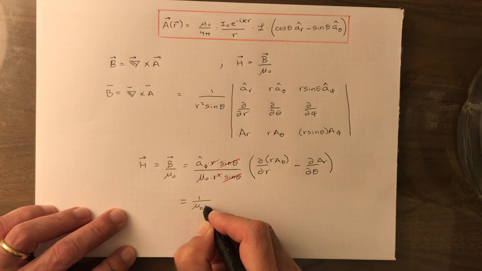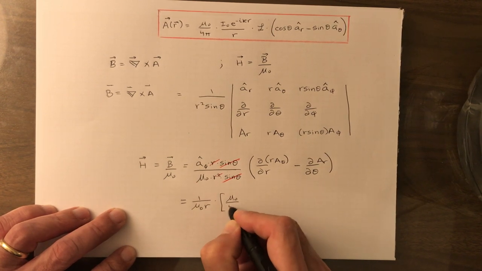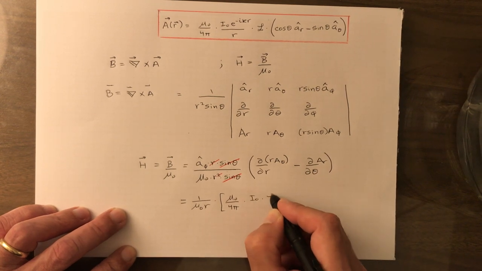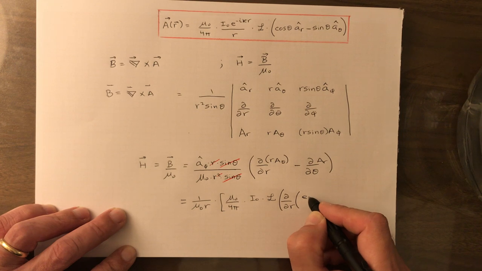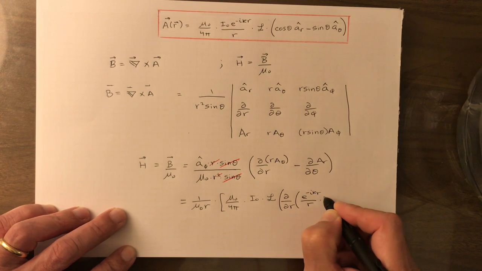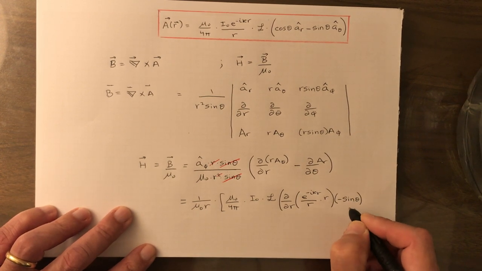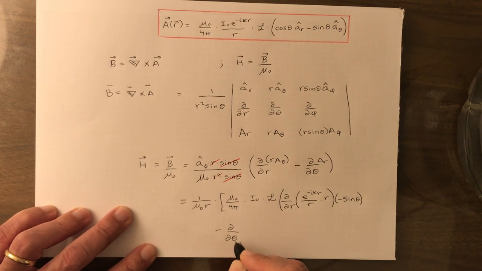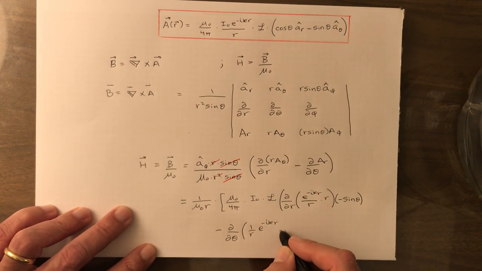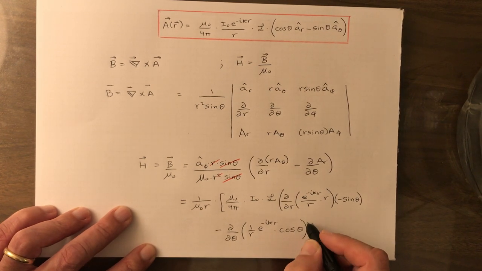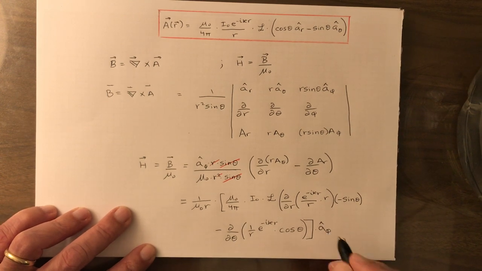1 over mu naught R times bracket mu naught over 4 pi times I naught times L times the derivative with respect to R of what? Well, it's e to the minus I kr over R times R, because there was an R multiplier here, times minus sine theta, minus d d theta 1 over r e to the minus I k r times cosine theta. And let's not forget our unit vector in the phi direction, a phi hat.